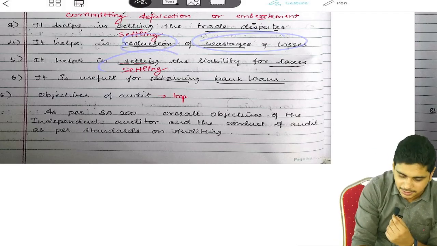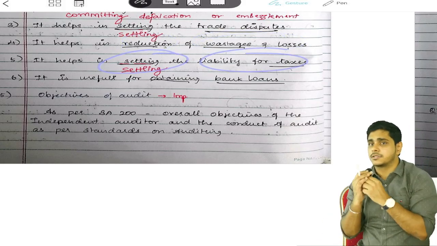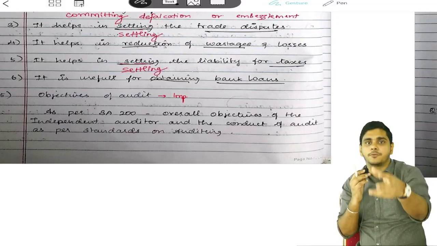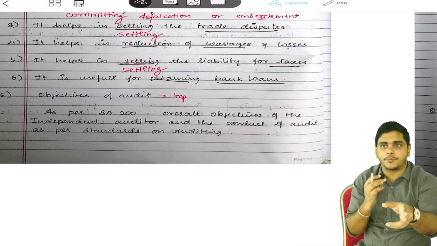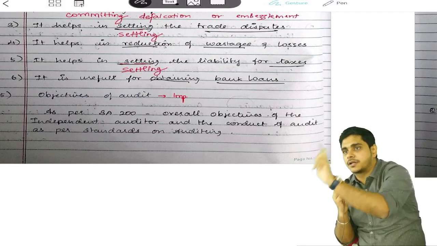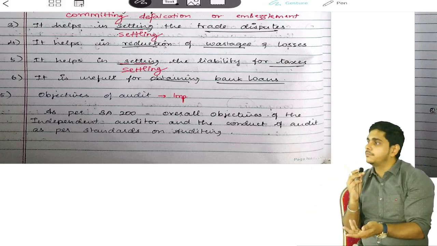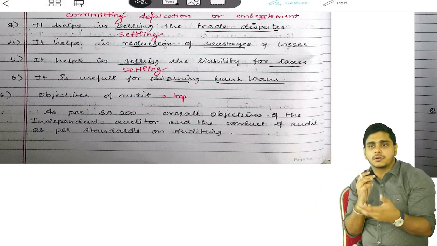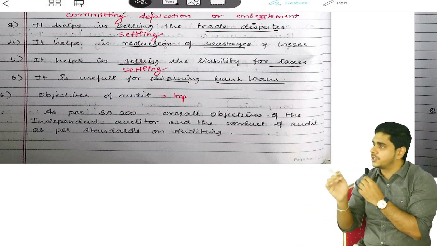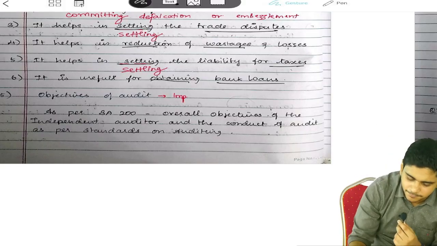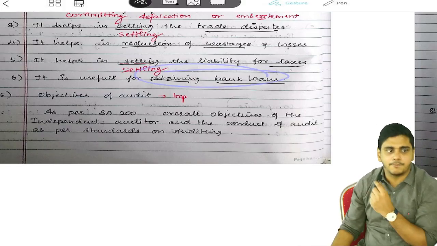It helps in settling taxes, the correct tax liability. How much tax should we pay? The tax is dependent upon the profit. Is that profit correct or not? Who will audit it? The auditor. If it is audited, that means the profit is correct. Very important. It is also useful for obtaining bank loans.